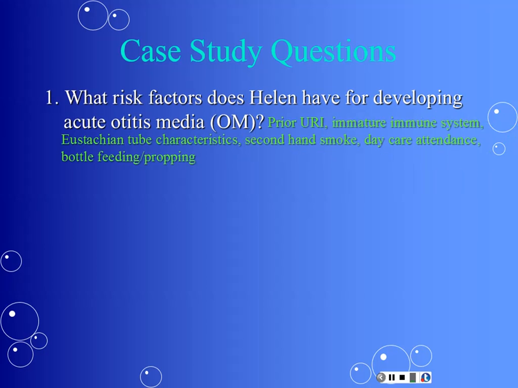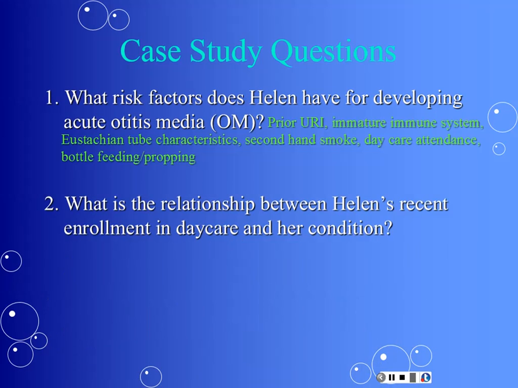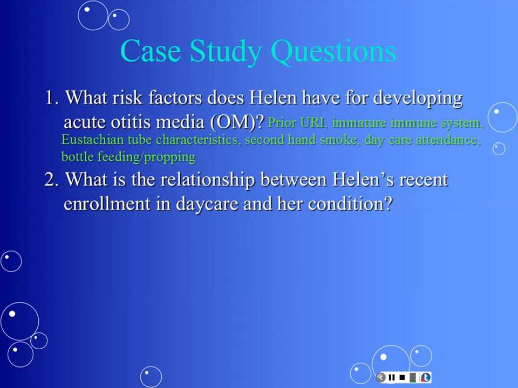I have 2, so I can say that. She also had a history of a prior upper respiratory infection, so she's already at risk. Immature immune system, we're looking at the characteristics of the eustachian tube. They're short, relatively horizontal, easily collapsible. Secondhand smoke exposure from dad. We talked about daycare attendance and bottle prepping. So what's the relationship between Helen's recent enrollment in daycare and her condition?